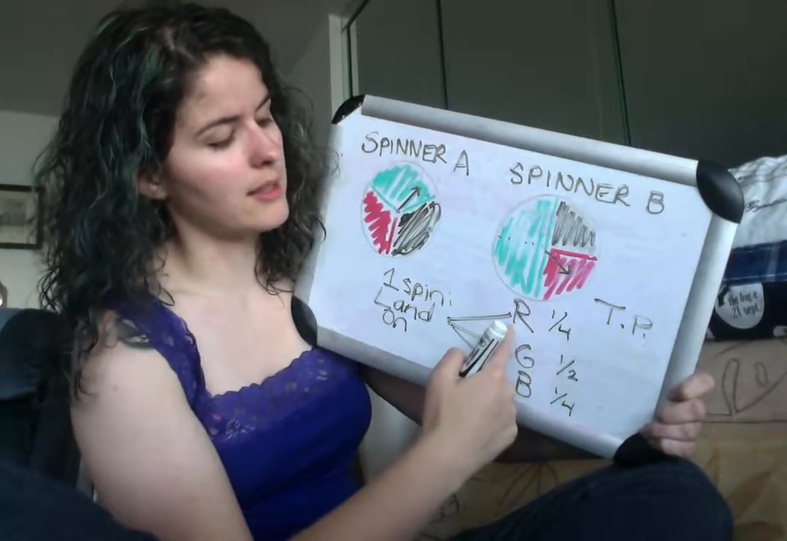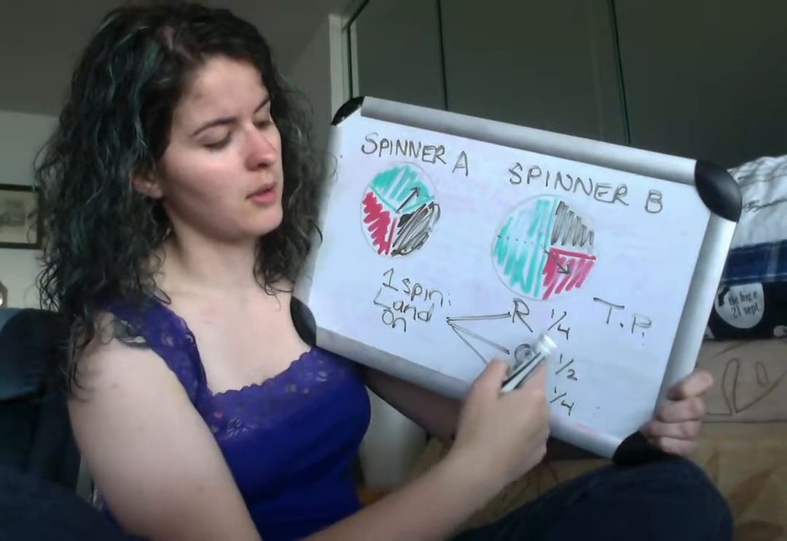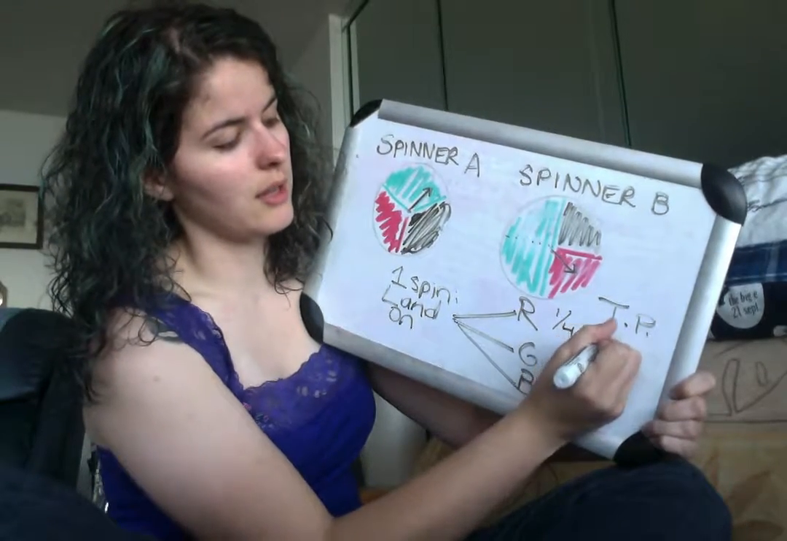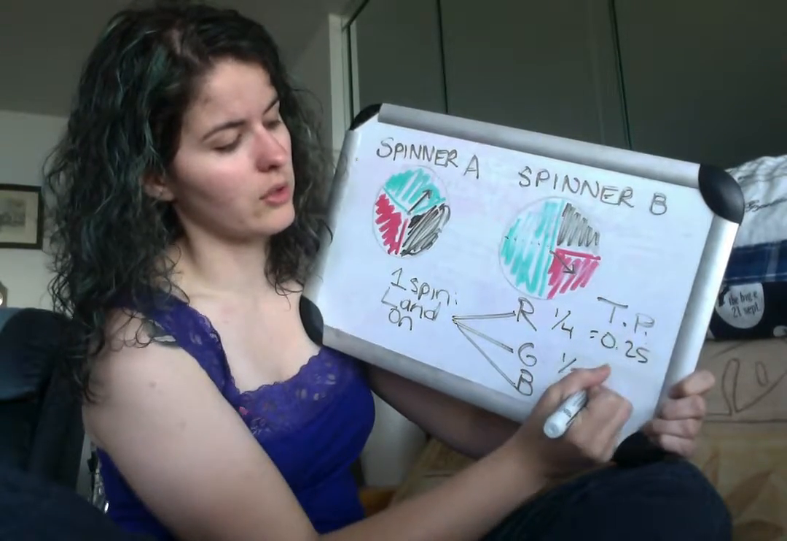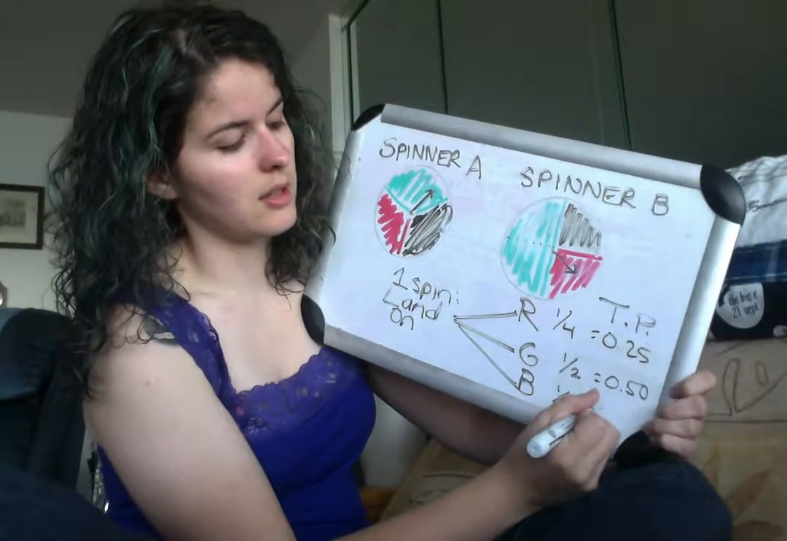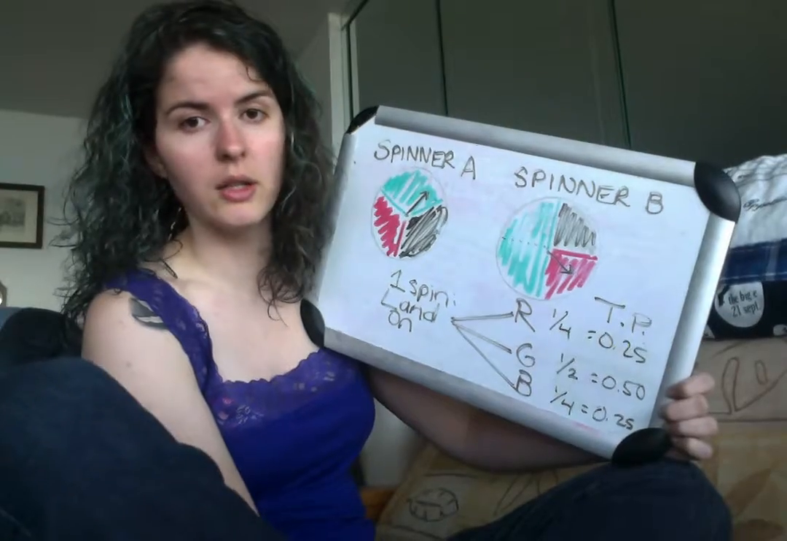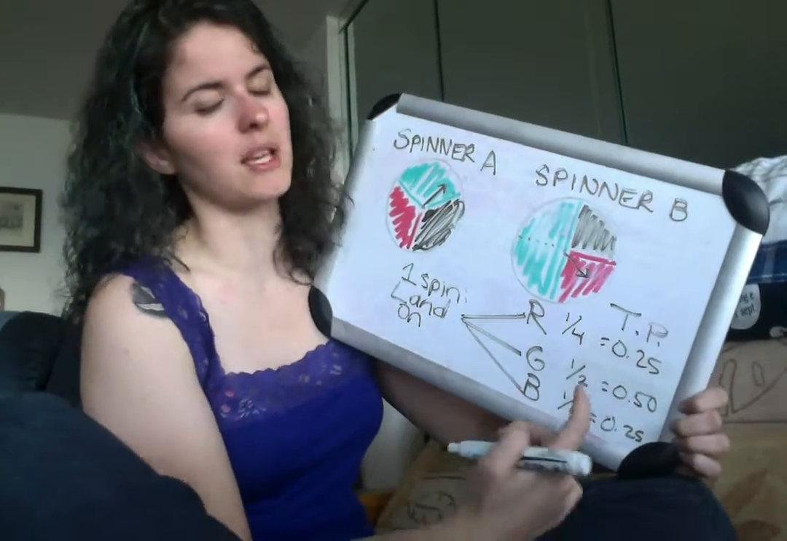So although my sample space is the same, the theoretical probability of my outcomes is not. And I could write those also as 0.25 or 25 hundredths, 50 hundredths, and 25 hundredths. And those all together are going to add up to 1, or 100% chance that something is going to happen.